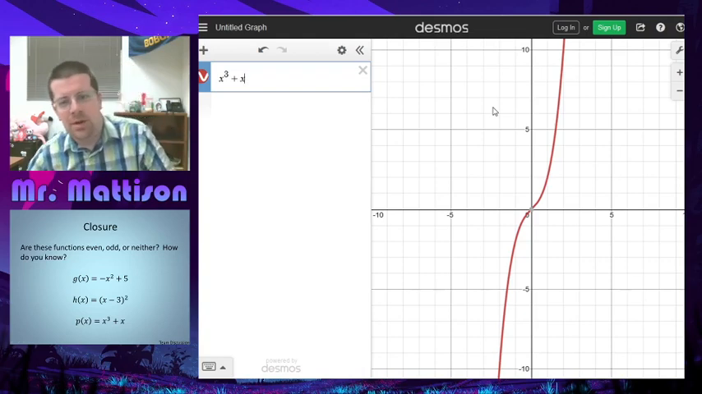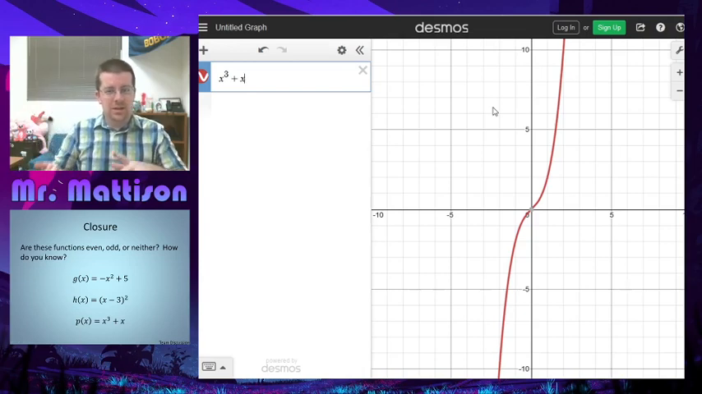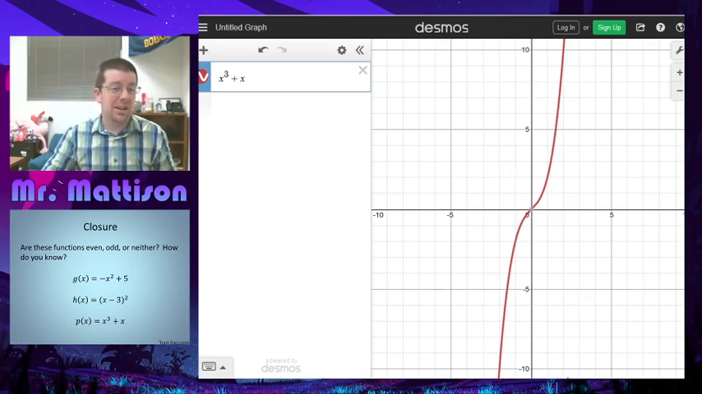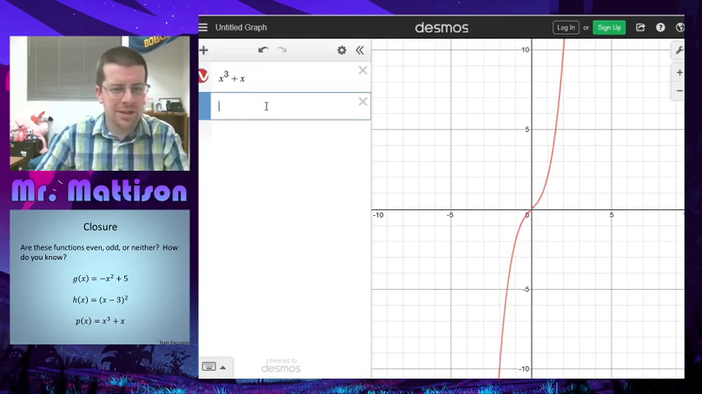Well, is it odd? To check that, is the horizontal the same as the vertical? My horizontal looks like that. Well, what would my vertical look like? This would go down here, so it would look kind of like that. Hey, that looks like about the same thing. And yes, it is. This one's going to be odd. So just double check it just to be safe here.